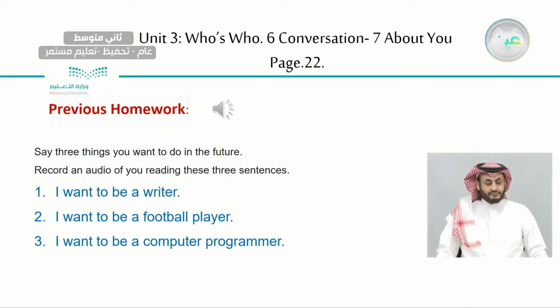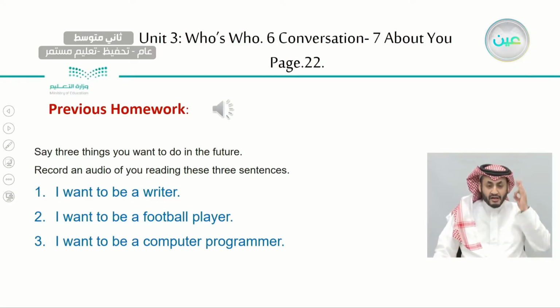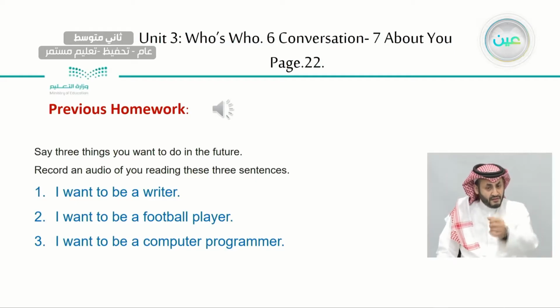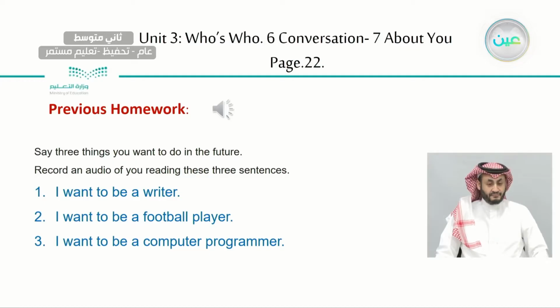Now, let's take a look. We have these 3 sentences. Let's listen to the audio. Number 1, I want to be a writer. Number 2, I want to be a football player. Number 3, I want to be a computer programmer. Now, did you listen to the way the words want and to are pronounced? I want to be. I want to be.